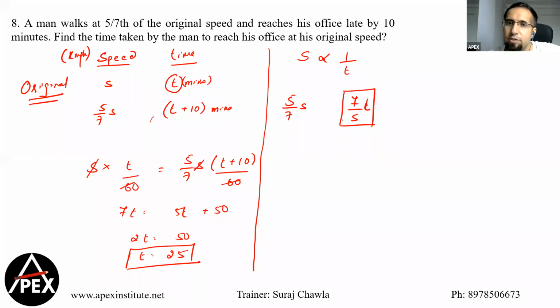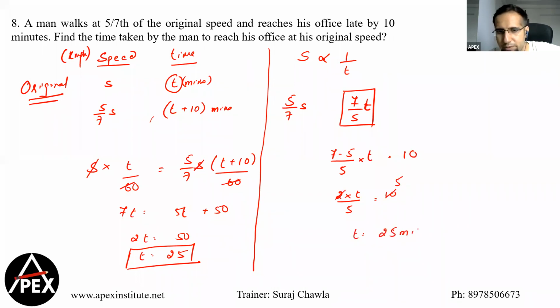Clear, guys? First things first. Second shortcut, numerator minus denominator. So 7 minus 5 by 5 into t is equal to 10 minutes. So what do I get? I get 2t by 5 is equal to 10, or the value of t is equal to 25 minutes. Is this point clear with all of us, guys? Yes, no.